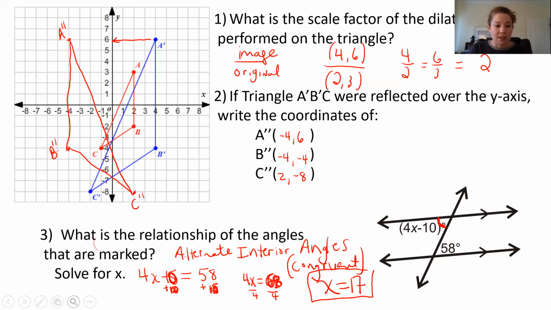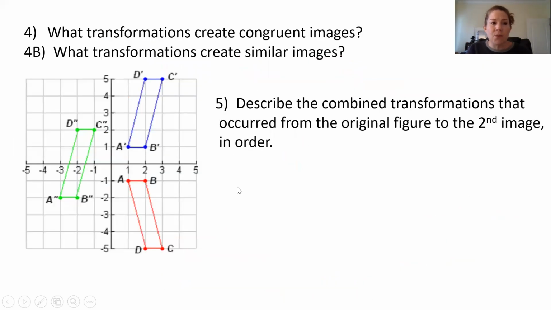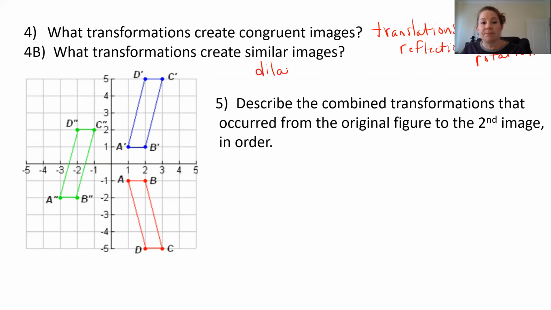All right, good. Number 4, what transformations create congruent images? Congruent images would be what? Translations. What else? Reflections. And one more, rotations. All right, letter B, 4B, what transformations create similar figures? That would be, of course, dilations.